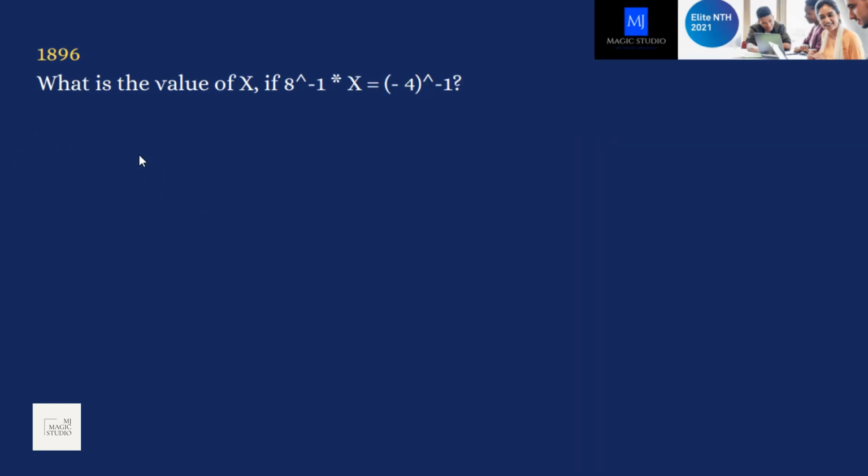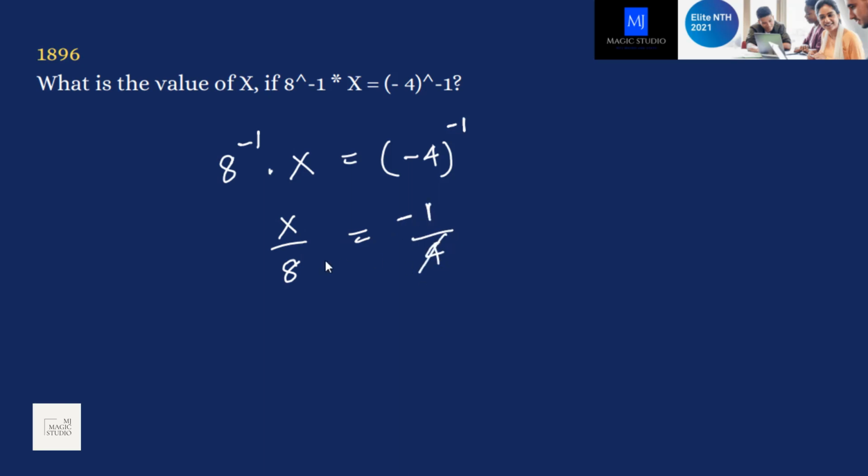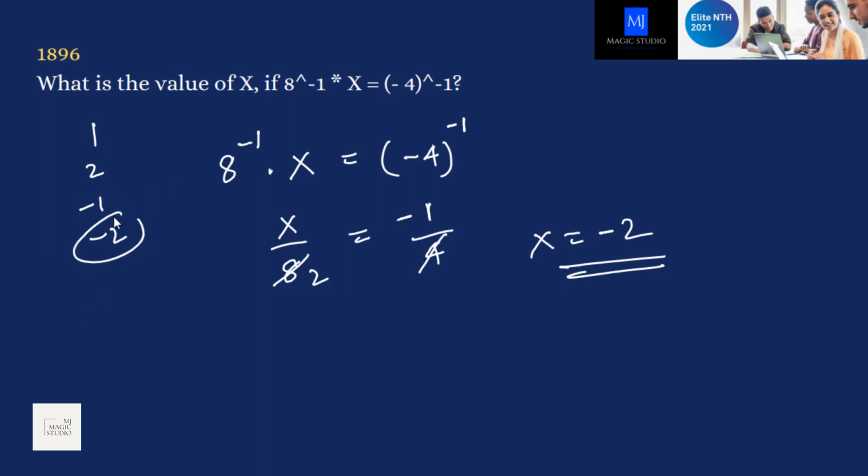Okay, again from simplification, what is the value of x if 8 to the power minus 1 into x is equal to minus 4 to the power of minus 1? So this is x by 8 equals minus 1 by 4. So x would be equal to minus 2. And the options given were 1, 2, minus 1, minus 2, something like this. So the answer would be minus 2.